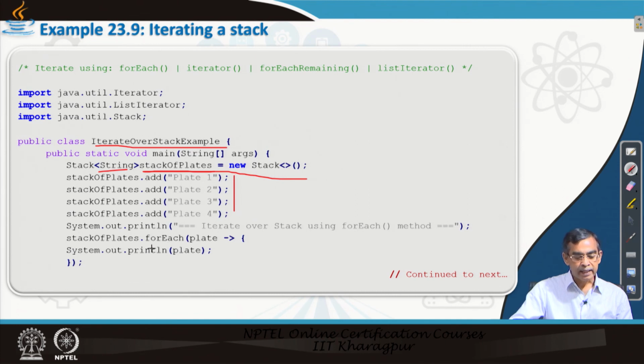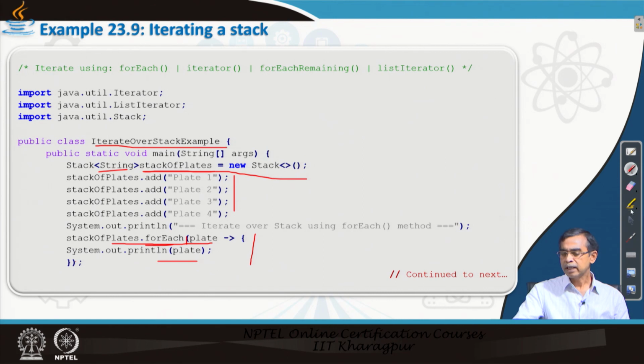Then there is a traversal called for each, which uses what is called a lambda expression. We will discuss the lambda expression in detail later, not now, because it is a different topic. So, let us hold on right now, but the lambda expression looks like this. For each plate, if a plate is present in the stack of plates, you just print it. So, this is basically the idea about how a stack can be printed using a lambda expression.